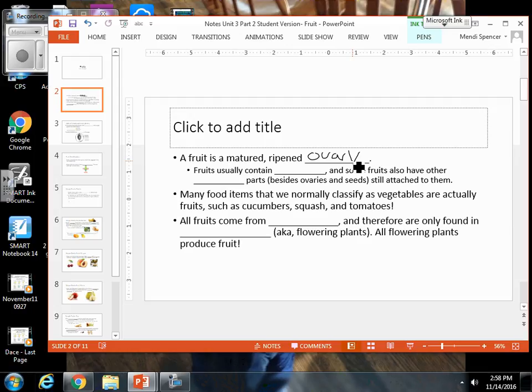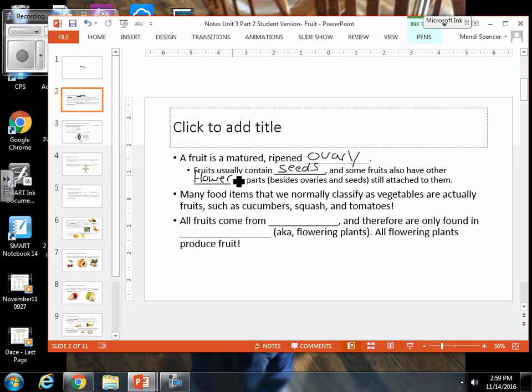Now, fruits usually contain seeds, because fruits are a reproductive organ and seeds are like your baby plants, but some fruits also have other flower parts attached to them. So that is besides your ovary, besides your seeds. An easy example to think of is apples usually have a stem attached. That stem is what attached the flower for the apple to the branch of the apple tree. So that is an extra flower part left over.